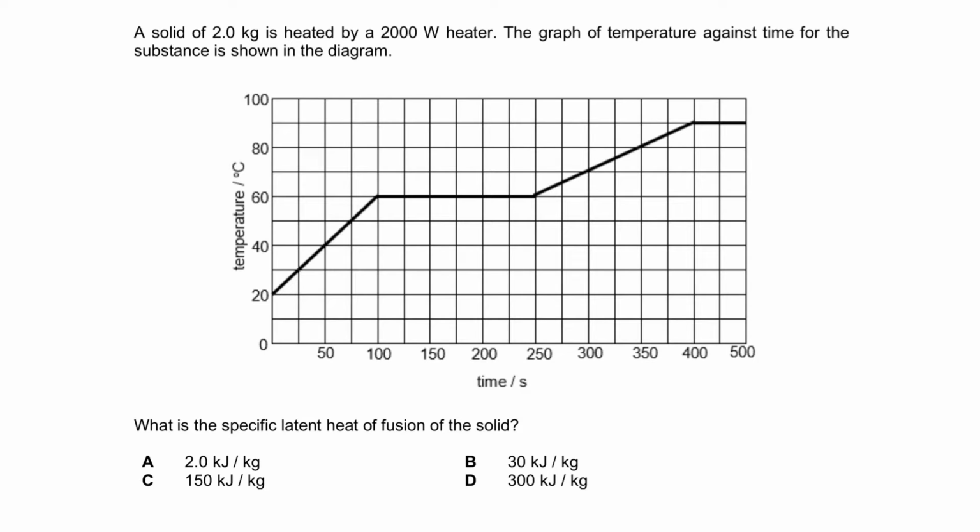This question is on thermal property of matter, and you have a heating curve here, temperature against time, and you have a substance that starts from solid, and it's heated with a heater of 2000 watts. So the graph is as given, and you're supposed to find the specific latent heat of fusion.